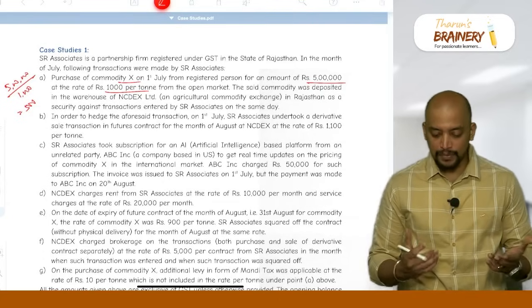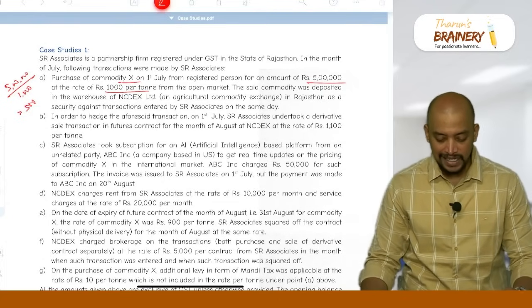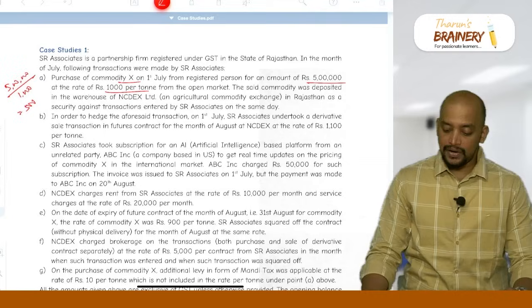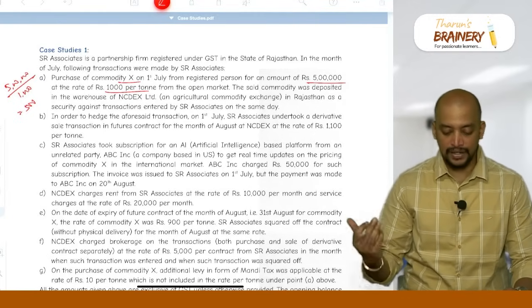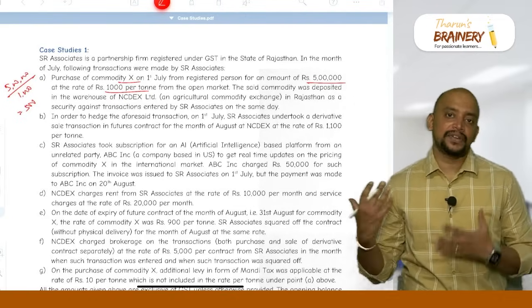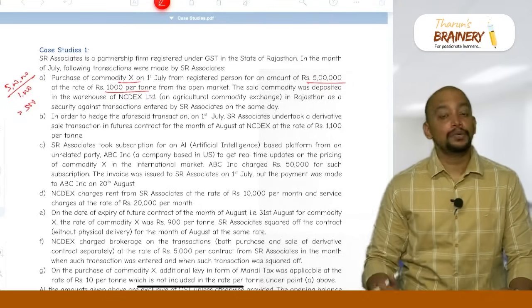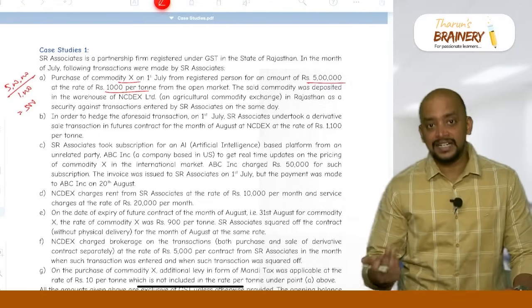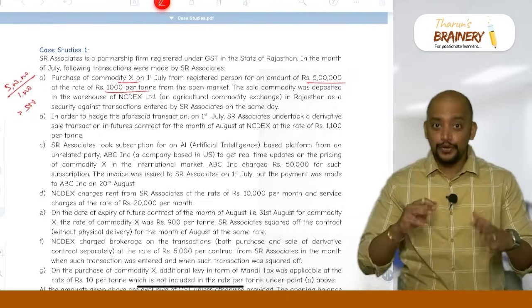And from the open market, the said commodity was deposited in the warehouse of NCDEX Limited in Rajasthan as security against transactions entered into by SR Associates on the same day. Actually, when you see a case scenario question like this and start reading this way, you will not know what you are reading, why you are reading, and how you need to approach.